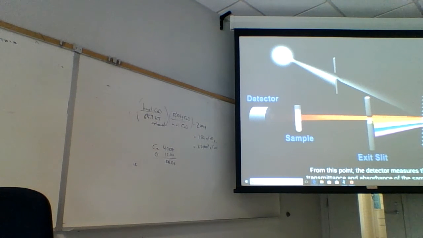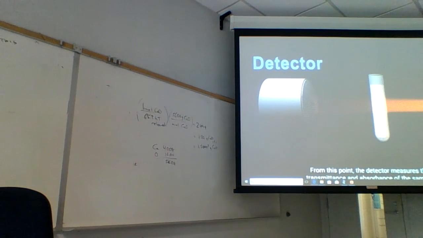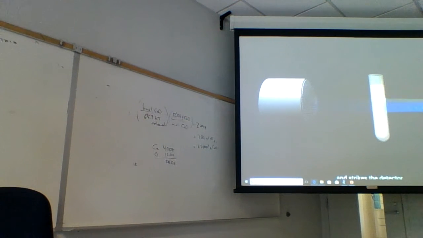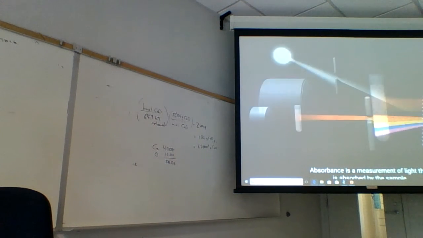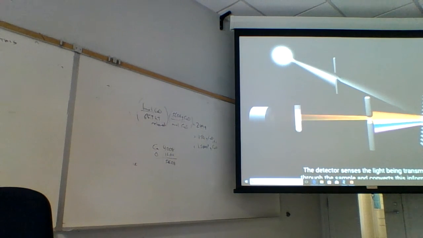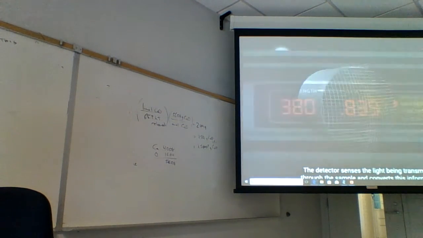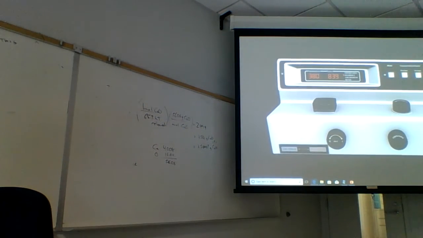From this point, the detector measures the transmittance and absorbance of the sample. Transmittance refers to the amount of light that passes completely through the sample and strikes the detector. Absorbance is a measurement of light that is absorbed by the sample. The detector senses the light being transmitted through the sample and converts this information into a digital display.